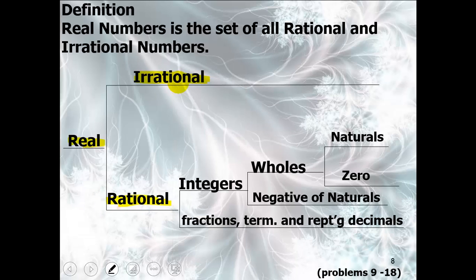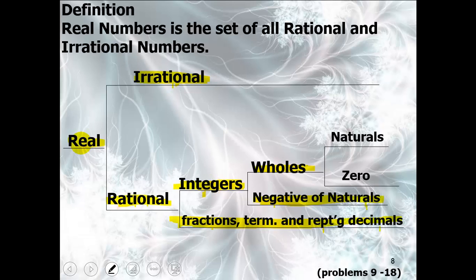If it's rational, it could be... rationals are made up of integers and fractions or terminating and repeating decimals. So if you have a rational number and it's a fraction or a terminating or repeating decimal, then all it is is a rational number. However, if your rational number is an integer, then it could be a whole, or it could be the opposites of the wholes. All right? If it's the opposite of the wholes, or the negative of the naturals, then it's an integer and a rational number and real.